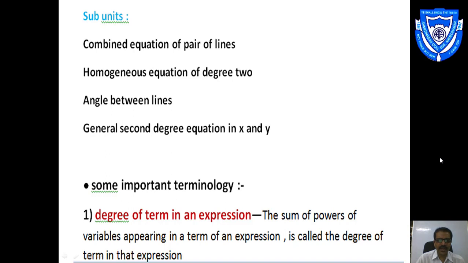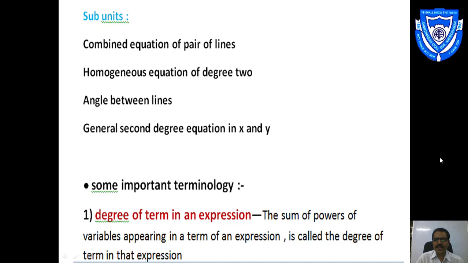Now all of you are acquainted with the mathematical expression, and a mathematical expression includes various terms and each term has its own degree. How we decide the degree of that term, we are going to learn under this definition. The sum of powers of variables appearing in a term of an expression is called the degree of term in that expression. Now an expression includes various terms and each term contains one or more variables.